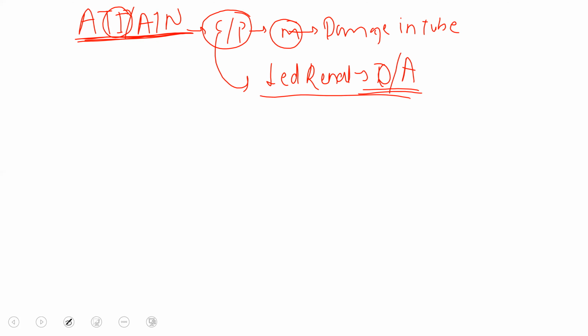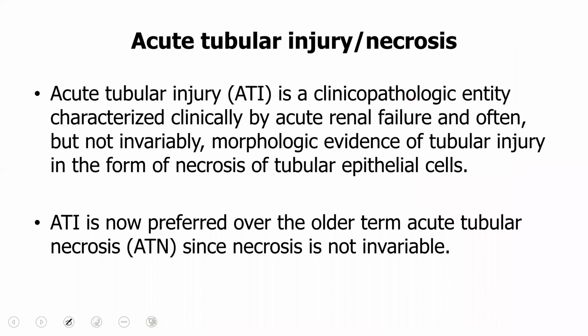So let me define acute tubular injury once again. Acute tubular injury is a clinical pathological entity, and it is characterized by acute renal failure, and often, not invariably, there is a morphological evidence of tubular injury in the form of necrosis of the tubular epithelial cell, as I've just explained in this video itself.